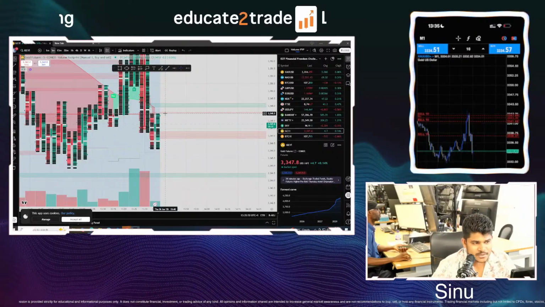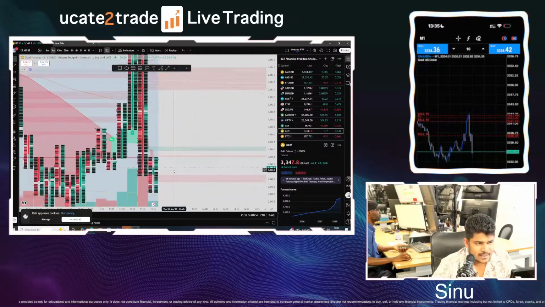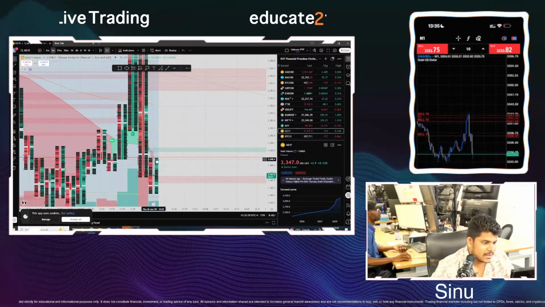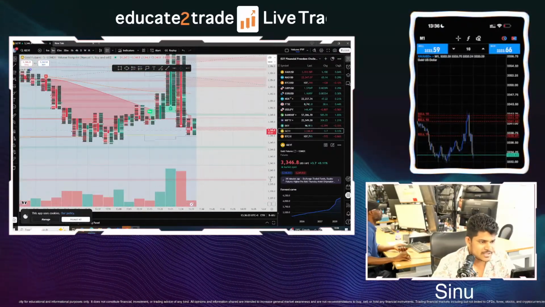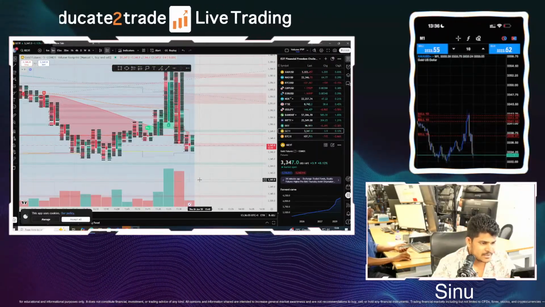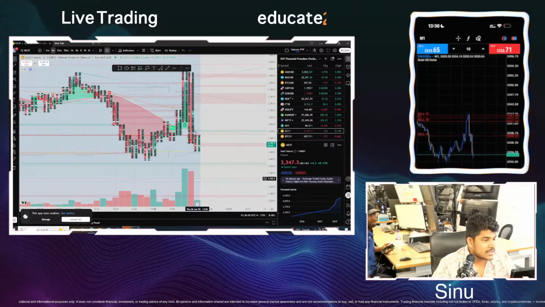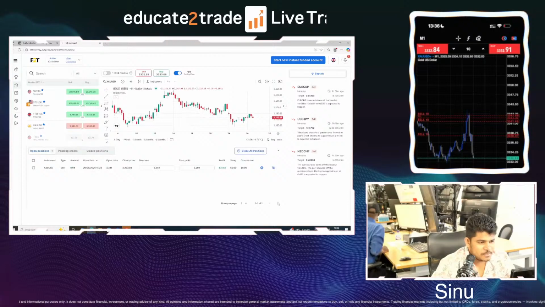I'll be holding this position till 2 o'clock and see if the market is able to sustain this level. If the market is able to sustain, then we might have to book some profits and let it run. I have a good conviction with respect to this particular trade, which I've posted in the group on our community. So let's go back and check what is happening with our E2T prop account.